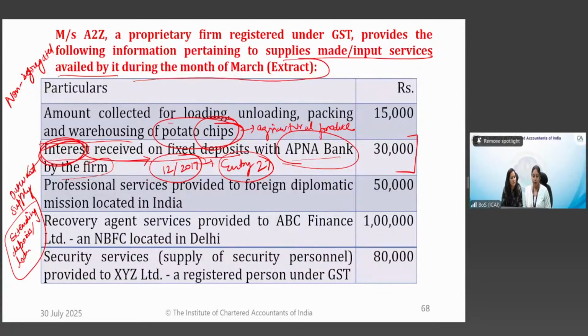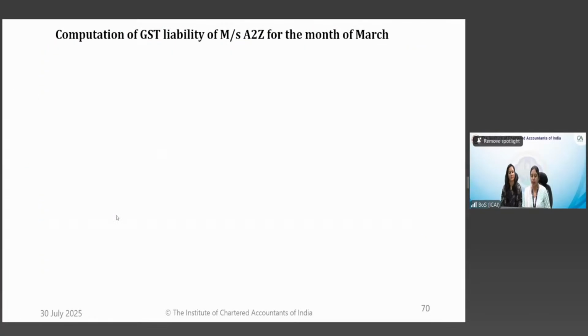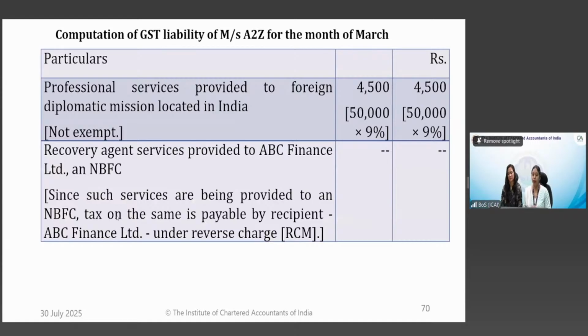So let us come to the next point: professional services provided to foreign diplomatic mission in India. Now let us see how this has been mentioned. That only, now here that is the point I wanted to highlight, that simply we have mentioned not exempt because it is nowhere specifically exempt. So that is the simple reason we have provided it.